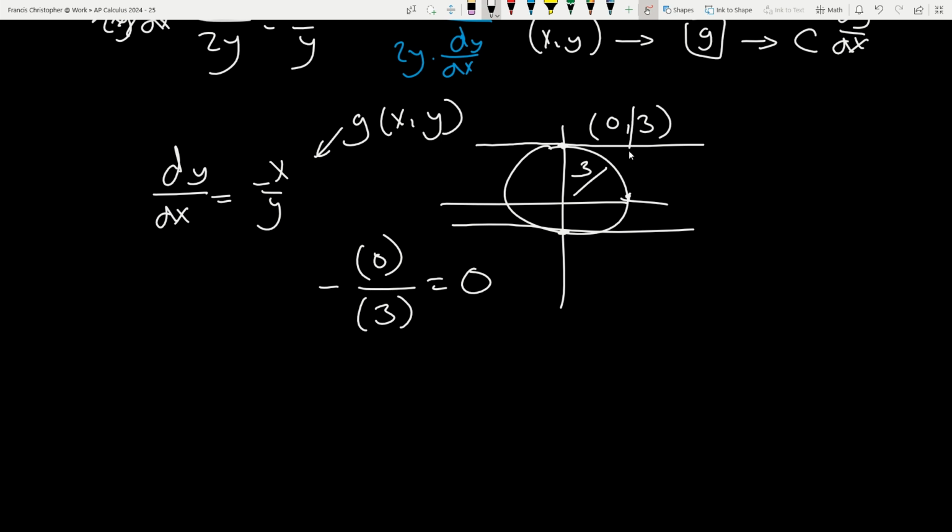You can also fact check this with this infinitely steep line. This point has coordinates 3, 0. If this is a derivative function, then we get negative, our x is 3 and y is 0. And this is going to cause some infinity problems. So this does make sense. Just remember, you're plugging in 2 numbers here.